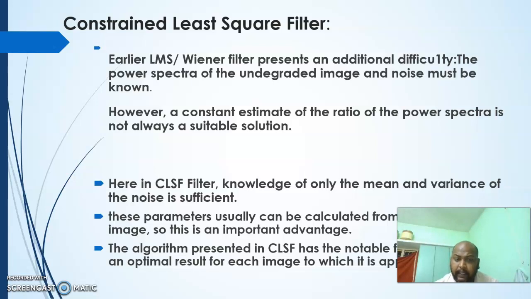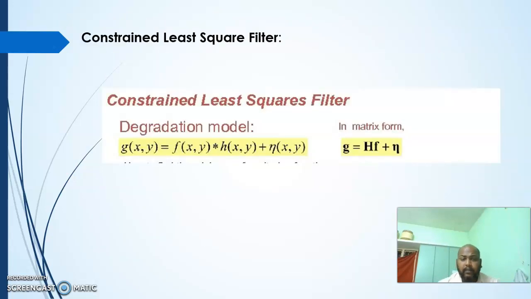The algorithm in the constrained least square filter has the notable feature that it yields an optimal result for each image to which it is applied. Now we want to design the constrained least square filter. Here we can use the degradation model to derive it.